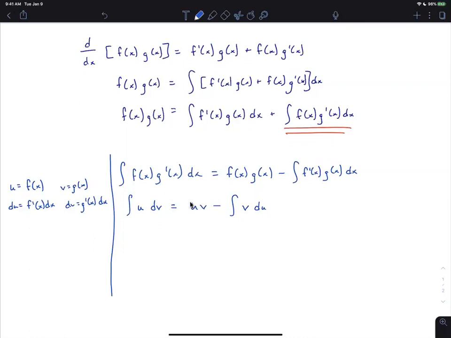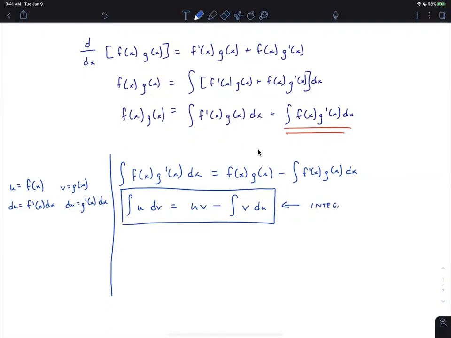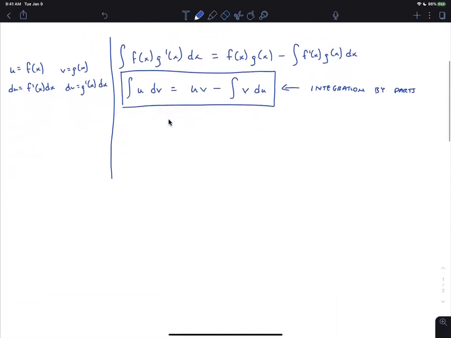Okay. And like I said, it's not clear why that's important, but this formula that we've got is called the integration by parts formula. So integration by parts. Today we're going to see how to use this formula. We know now why it's going to work: it's the reverse of the product rule. So I want to go through an example where we use that.